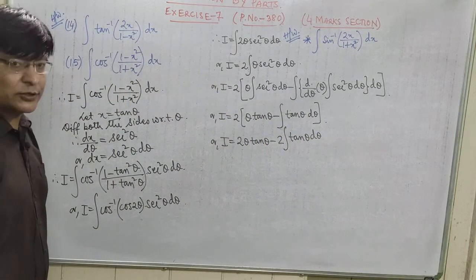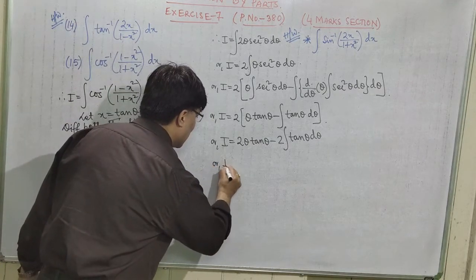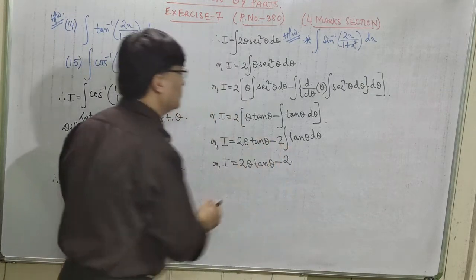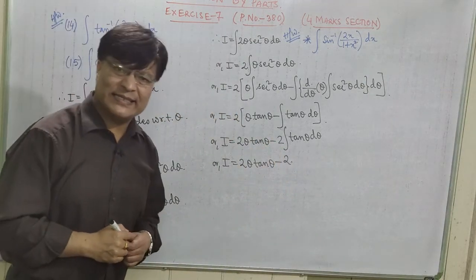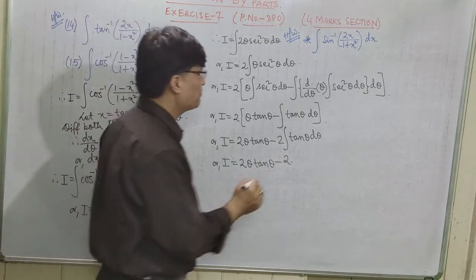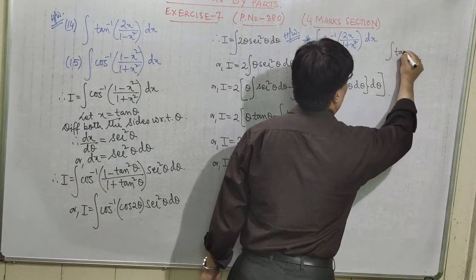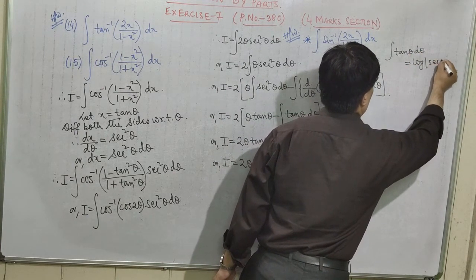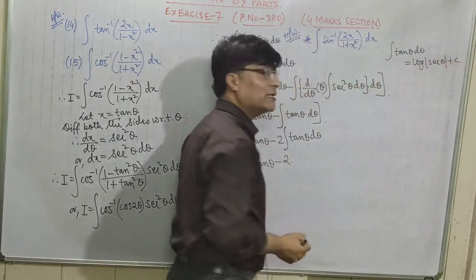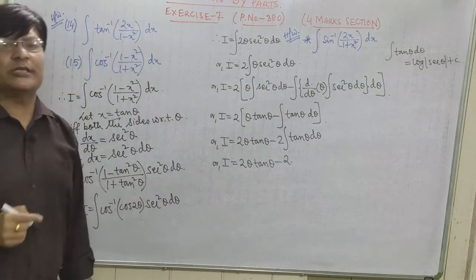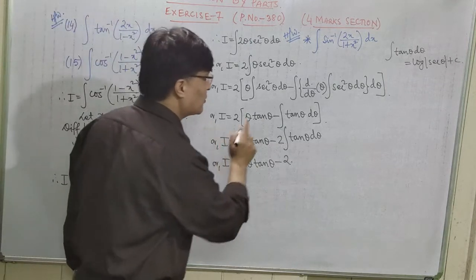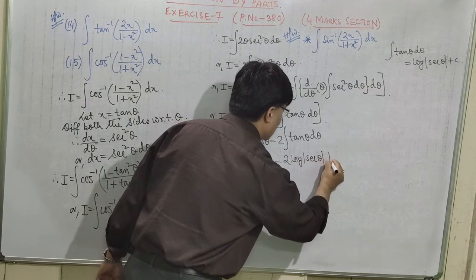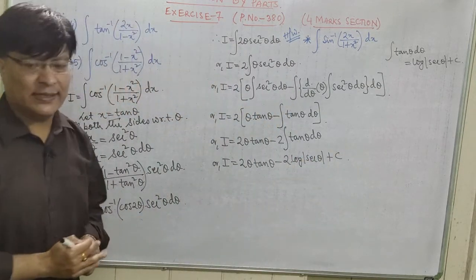So I think you have understood it, okay? Or I is equal to 2 theta tan theta minus 2 into, now what is integration of tan theta d theta? It is log sec theta. Integration of tan theta d theta is equal to what? It is log within mod sec theta plus c, or you may write minus log within mod cos theta plus c. So here let us write log within mod sec theta mod sign closed plus c. Understood?